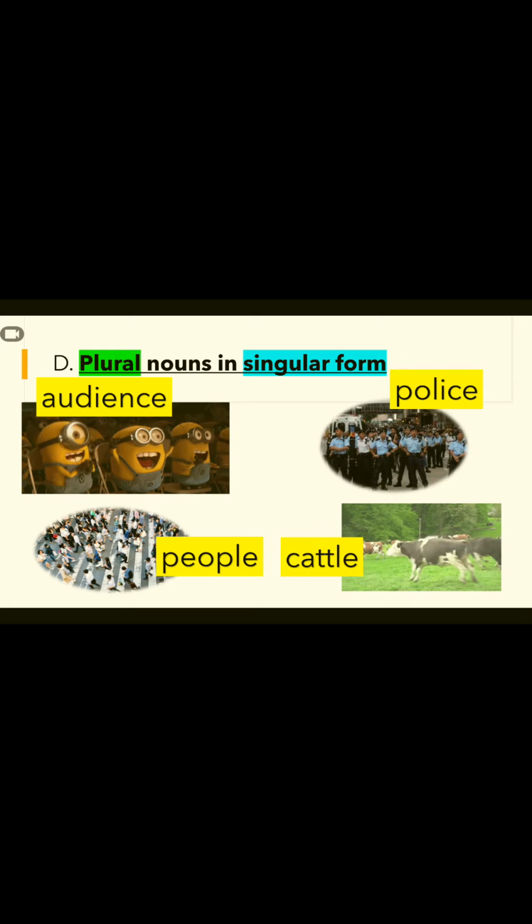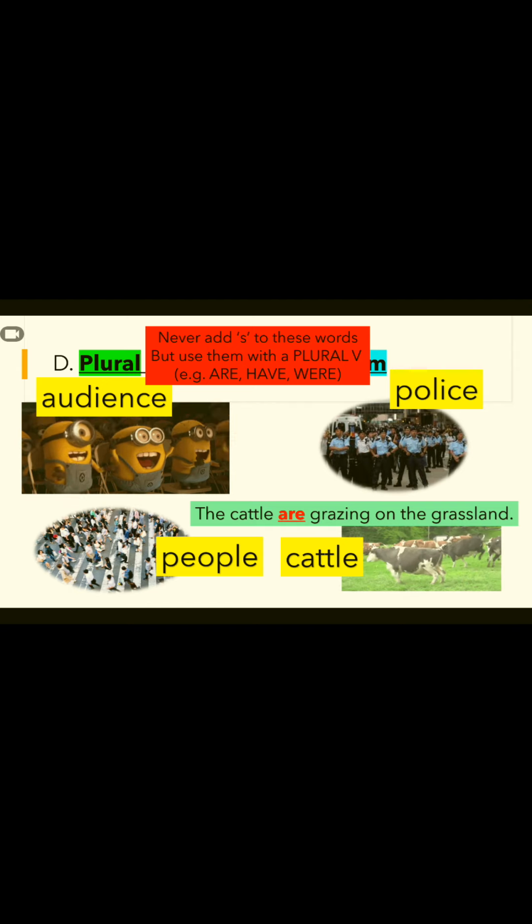Well, what's special about them? Never add S to these words. Don't say cattles, audiences, no S. But then they should be used with a plural verb, like this example. The cattle are grazing on the grassland. So therefore, you'll say, the police are, the audience are. Don't forget. Ready? Let's move on.